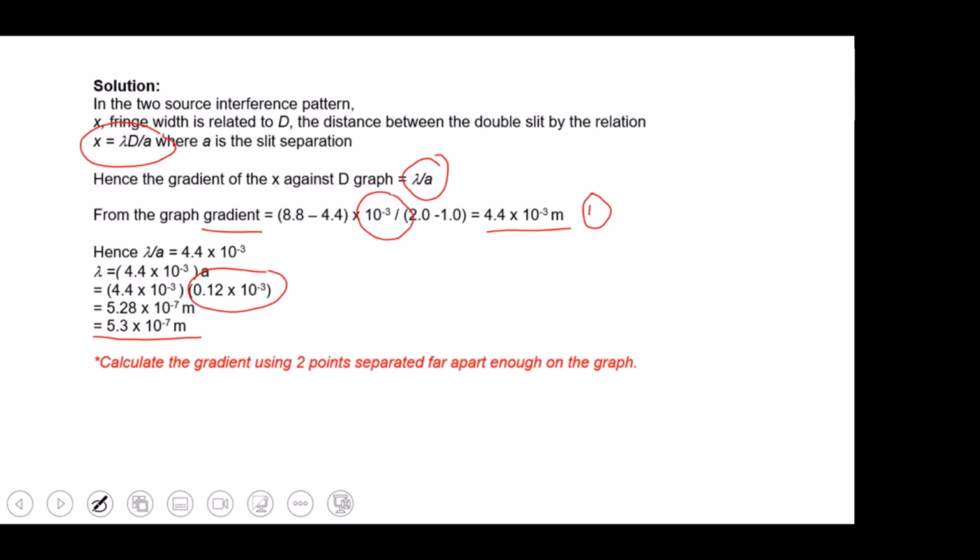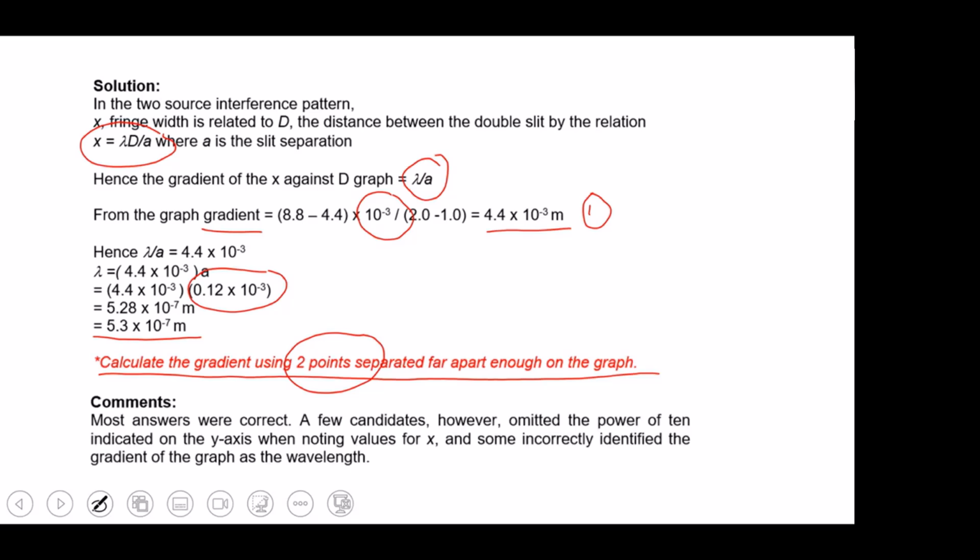The next thing to take note of is, of course, when you find the gradient, make sure the two points, the gradient coordinates that you use, must be far away. Don't use points that are too close to each other. Okay, most answers were correct. Power of 10 is often a careless mistake on the y-axis. Some of course cannot linearize the equation. They fail to see that the gradient is lambda over a, so a lot of them just put it as wavelength.